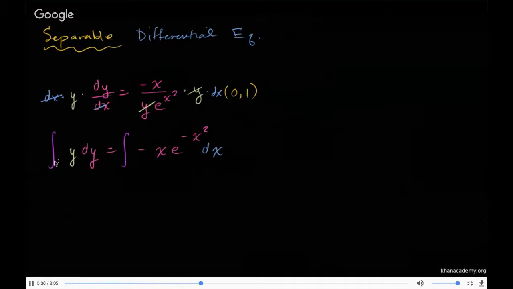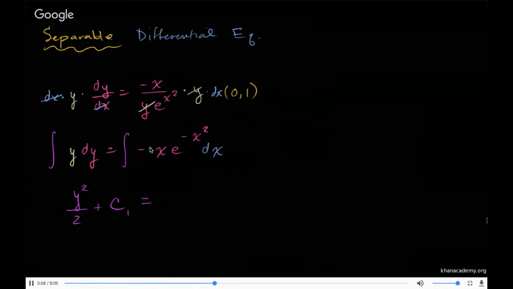Now, if you integrate the left-hand side, what do you get? Remember, we're integrating with respect to y here. So this is going to be y squared over 2, and we could put some constant there. I could call that plus c1. And that's going to be equal to, now the right-hand side, we're integrating with respect to x.